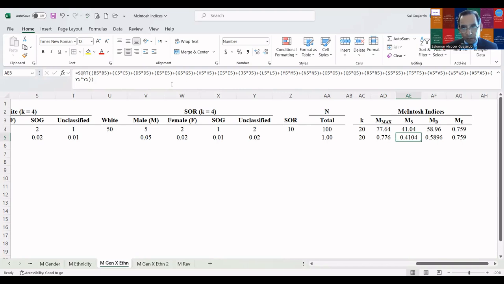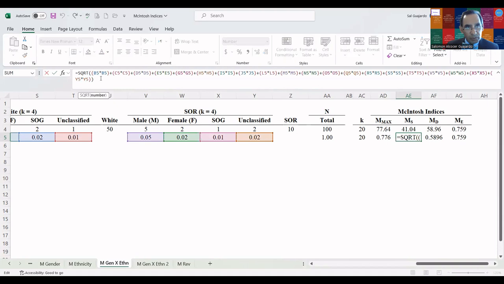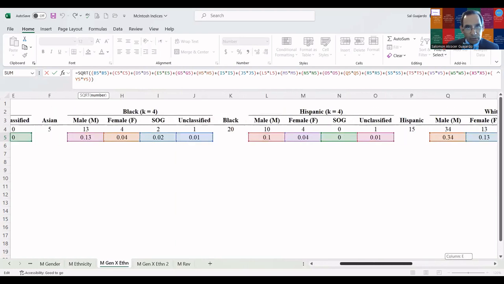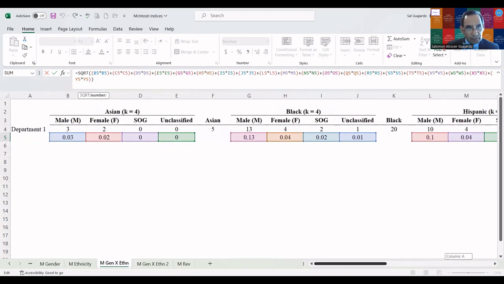Now the similarity score. In this case, I switched it a bit from the previous slide on ethnicity. So here what I did was the formula equals the square root, then I used parentheses, B5 times B5. Let me scroll over to that cell. So B5 is going to be 0.03. That's Asian males. So it's 0.03 times 0.03 plus the number of Asian females.